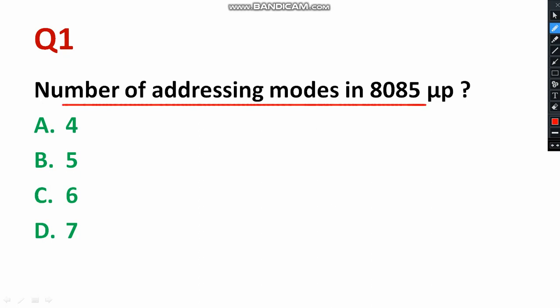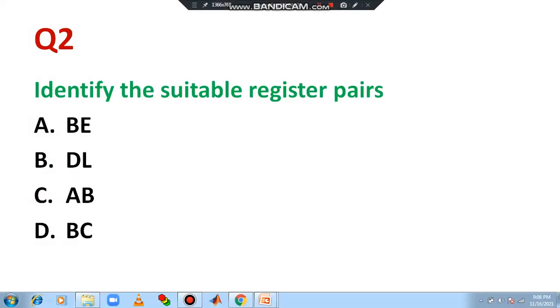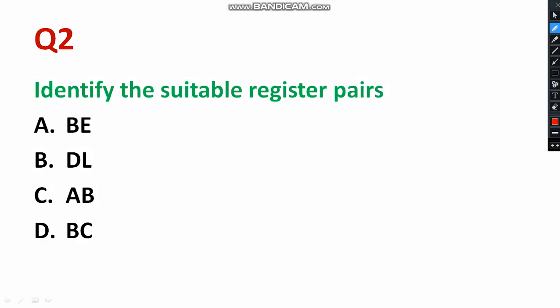Number of addressing modes in 8085. Pretty simple. Of course, there are 5 addressing modes. Identify the suitable register pair. So tell me, what are the suitable register pairs? Just think and tell me. Usually, a register pair will be written like this. In which manner can we write a register pair? For example, BC.